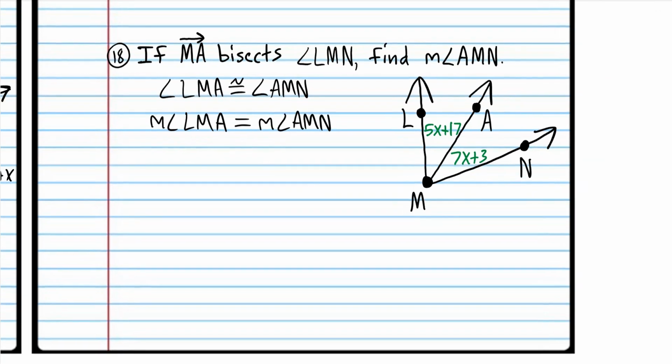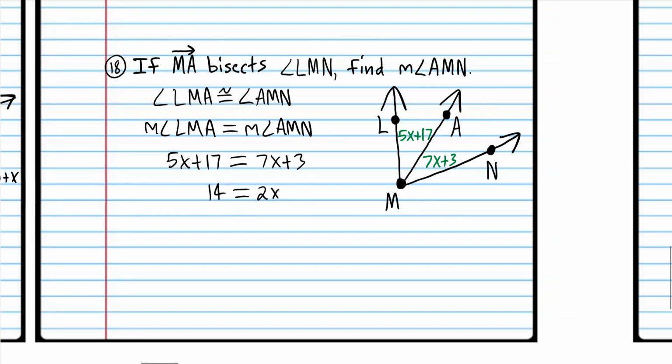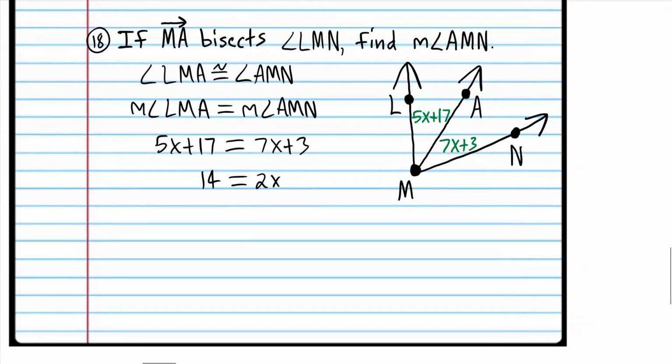And we know that the measure of angle LMA is 5x plus 17 because it says that in the picture. And the measure of angle AMN is 7x plus 3 because it says that in the picture. If we solve that equation, subtract 5x from both sides, subtract 3 from both sides, divide both sides by 2, we get x is equal to 7. So that was step 1 of the problem, is to find x.